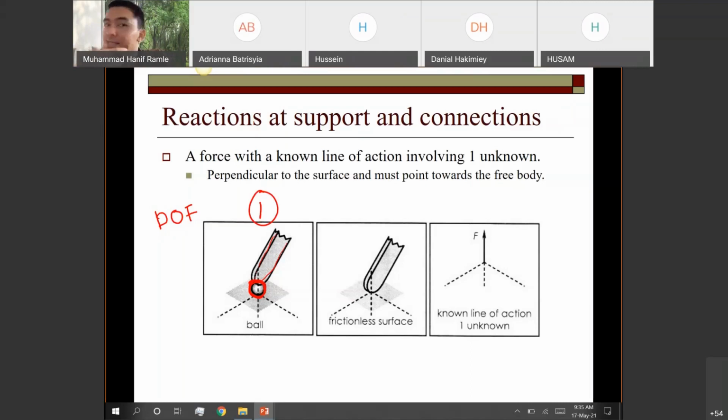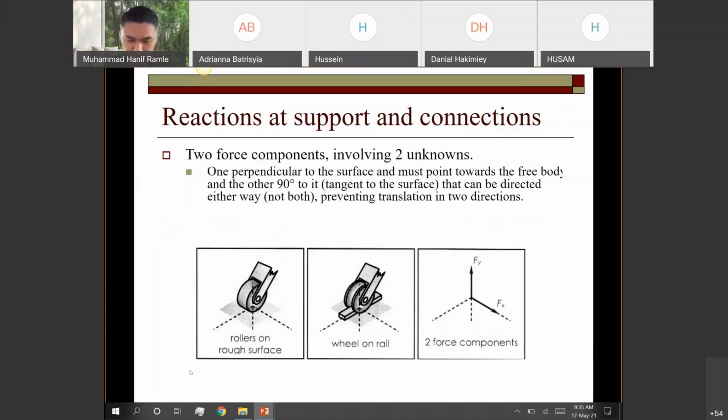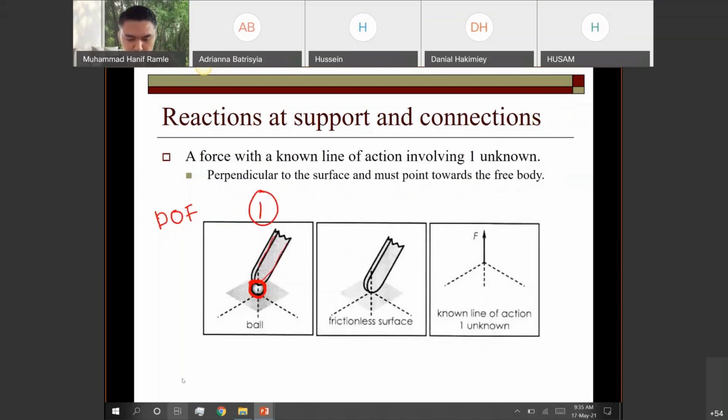How many? Apa tu? Bukan satu je ke, Doktor? Eh, isn't it one? No, the one is restriction. DOF is the thing that the ball can move. DOF, degrees of freedom. Doctor, it can go everywhere except down.